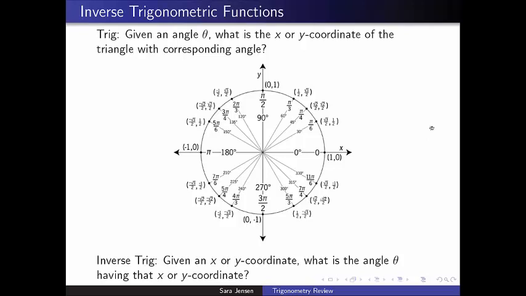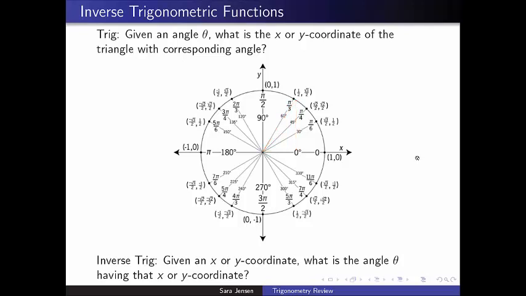For example, if we were given an x coordinate of 1/2, we would draw a vertical line here at x is equal to 1/2, and we would see where that intersects our circle. Right here, we've got pi over 3, and we would say that the inverse cosine, or the arc cosine, as some prefer to say, of the number 1/2 is the angle pi over 3, since that's the angle that corresponds to the triangle I've drawn in this first quadrant here with an x coordinate, or a cosine value, of 1/2.